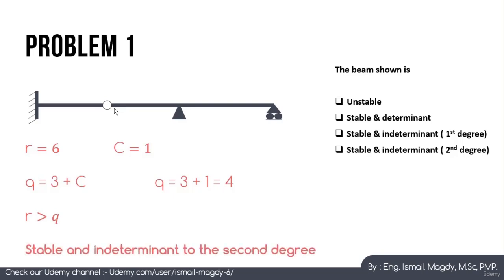This means that our beam is stable and indeterminate of the second degree because R is bigger than Q by 2. So this is the answer, which is stable and indeterminate of the second degree.